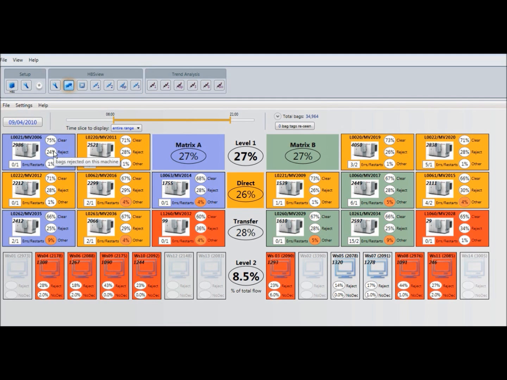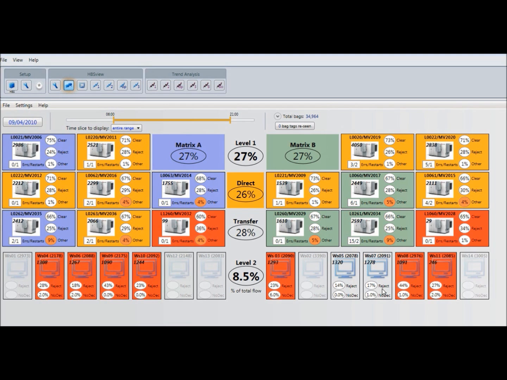For example, on this day it is notable that Level 1 machine reject rates varied between 24% and 36%. This knowledge may provide an opportunity for greater efficiency by prompting investigation of the underperforming machines, so you can replicate the settings from a higher performing machine onto the lower performing machine. Also, we can see that all but 2 of the workstations have above threshold reject rates or no decision rates. This is usually as a result of individual operator performance and may also be worthy of further investigation.